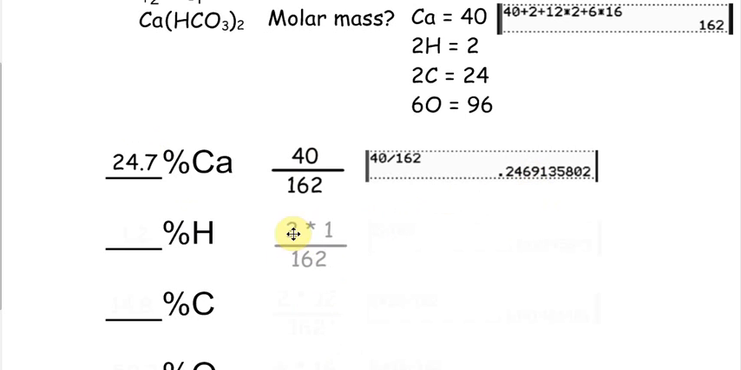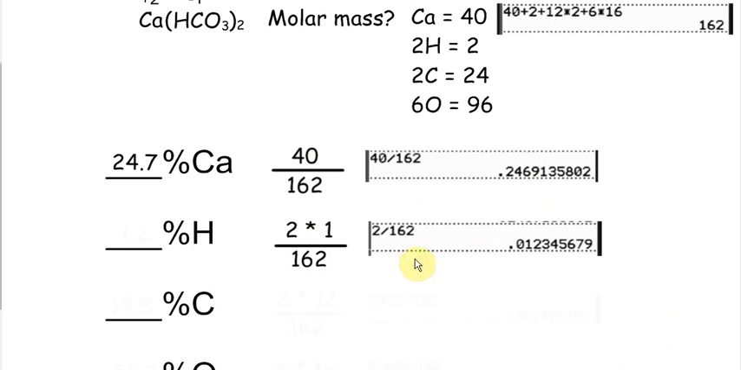Do the same thing for hydrogen. There's 2 hydrogens with a mass of 1 out of 162. So it's 2 out of 162. Move the decimal over twice. This is 1.2%.